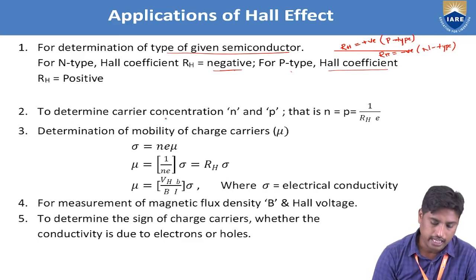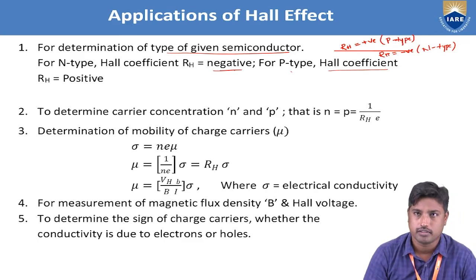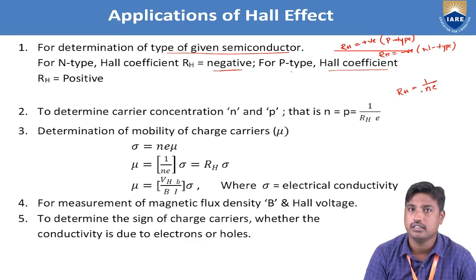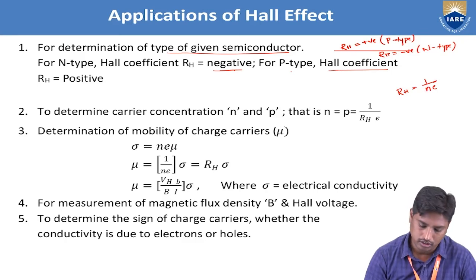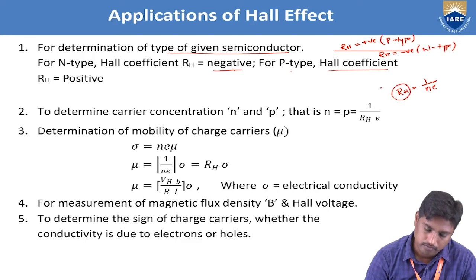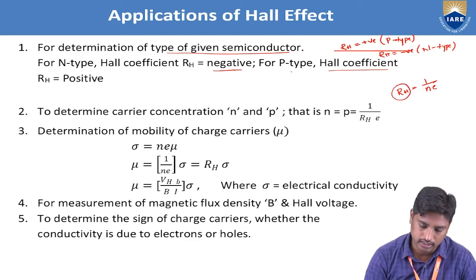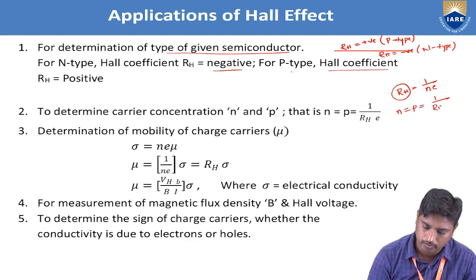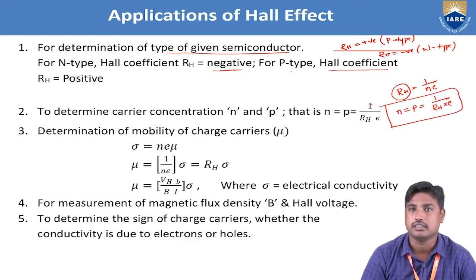Second, to determine the carrier concentration. When we know the Hall coefficient, we can find the carrier concentration very easily, because we know the relation R_H equals 1 by n e, where n is the number of electrons or carrier concentration. So n equals, or p equals, 1 by R_H e. Using this relation, we can find the carrier concentration in both N and P.